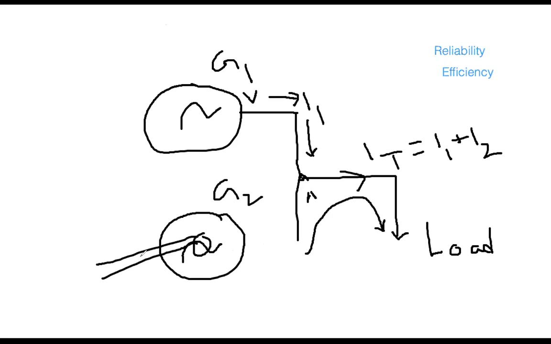You are saving the fuel input, right? Because it is not producing power, then you don't need to turn it. Your prime mover fuel input is stopped. This means you are saving the fuel input. In that sense, it is efficient. It increases the efficiency. That is the meaning.